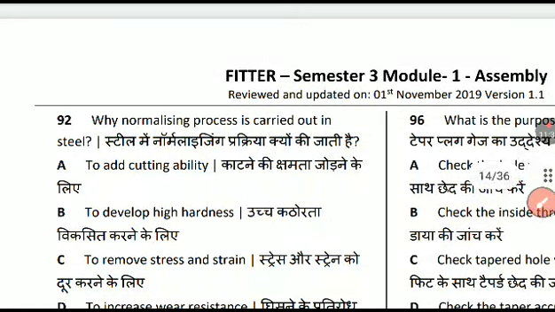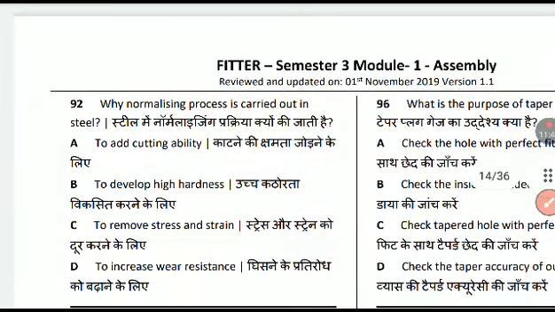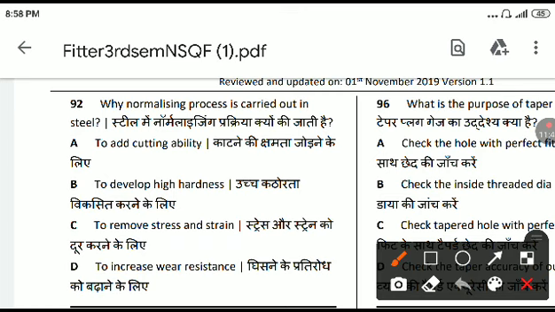Why normalizing process is carried out in steel? Option A, to add coating ability, option B, to develop high hardness, option C, to remove stress and strain.